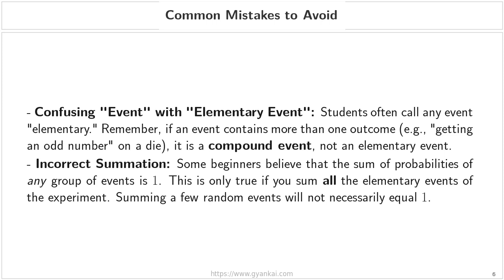Second, watch out for errors in summation. A common mistake is believing that the sum of the probabilities of any random group of events will always equal 1. This is not correct. As we saw in our examples with the coin toss and the 6-sided die, the sum only equals 1 if you're adding up the probabilities of every single possible elementary event in the entire sample space. If you only pick a few random events and add them together, you will likely get a value much less than 1. Remember, the total probability of 1 only applies to the complete set of all possible outcomes.